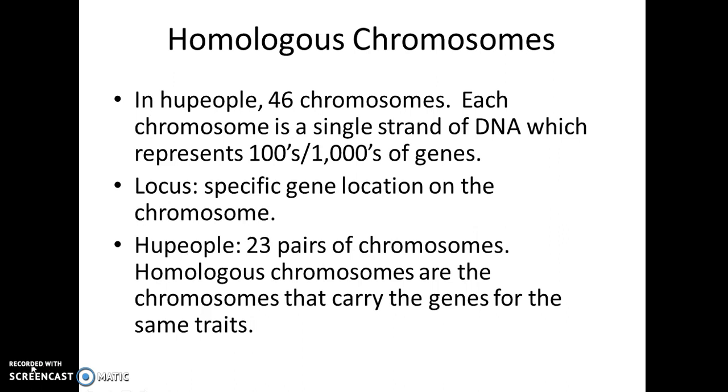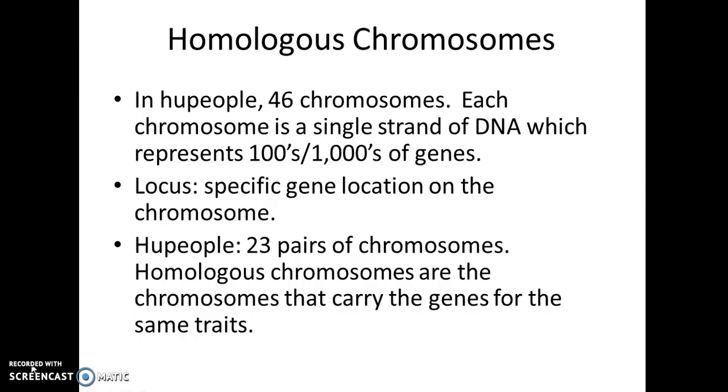A locus is a specific gene location on a chromosome, and we can get pretty good at defining what genes are produced where on which chromosomes. In humans, since we have 46 chromosomes, we really have 23 pairs of chromosomes. Each pair is called homologous chromosomes.